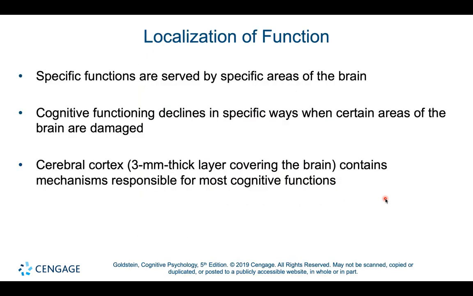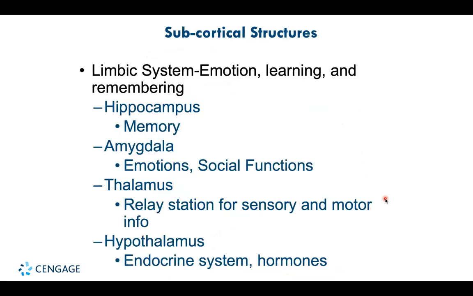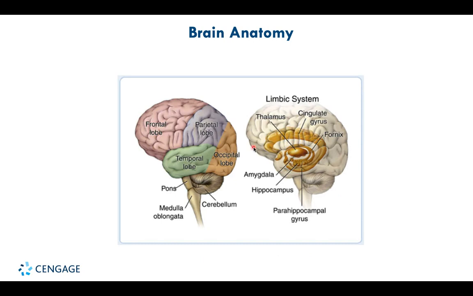So one hallmark of your cerebral cortex and your brain in general is called localization of function, meaning that particular areas of your brain serve particular functions. Furthermore, if that particular part of the brain is damaged, then the cognitive functions associated with that part of the brain will often decline. So, for example, let me go back a second. Your occipital lobe governs the interpretation of visual information.